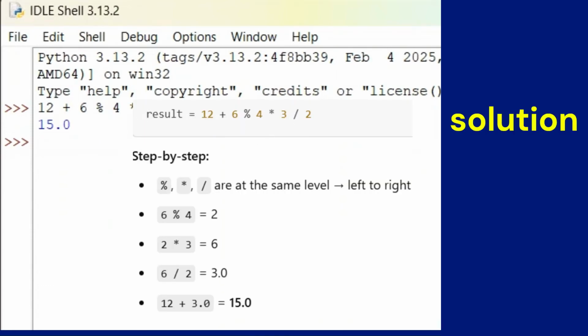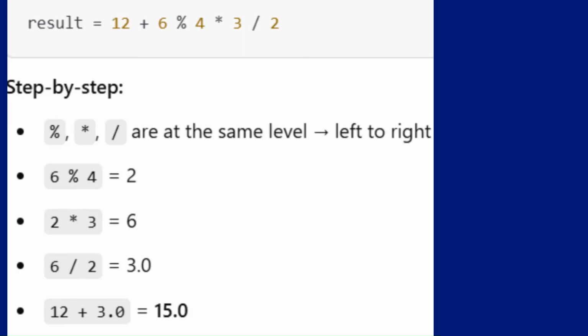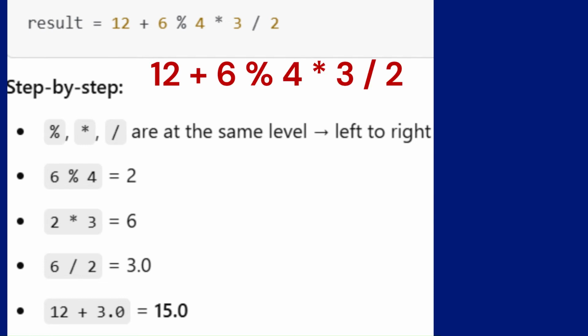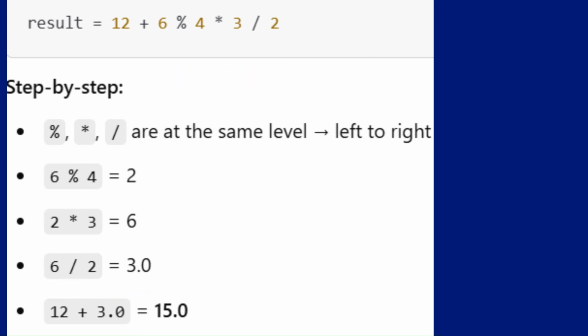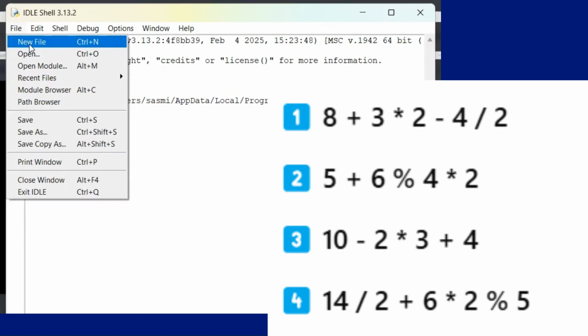Percent, modulus, comes first. 6 modulus 4 is equal to 2. Then multiplication, 2 times 3 equals 6. Then division, 6 divided by 2 is equal to 3.0. Here 6 divided by 2 is 3.0, because in Python division is always in decimal and floor division is always in integer. Finally, addition, 12 plus 3.0 is equal to 15.0. So, the final answer is 15.0.